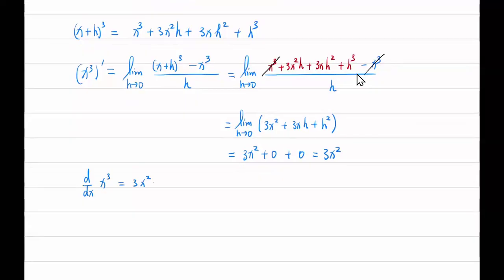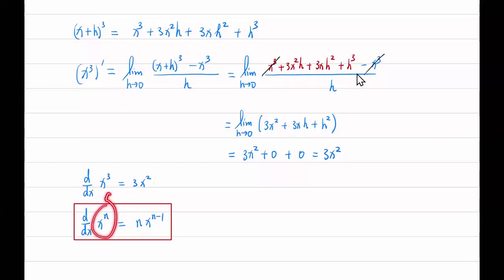And we have a general formula for this power function. d/dx of x to the n. We assume n is an integer, we get n x to the n minus 1. Okay, so this is the formula for the derivative of this function. So as an example, if n equals 3, we get 3x squared.